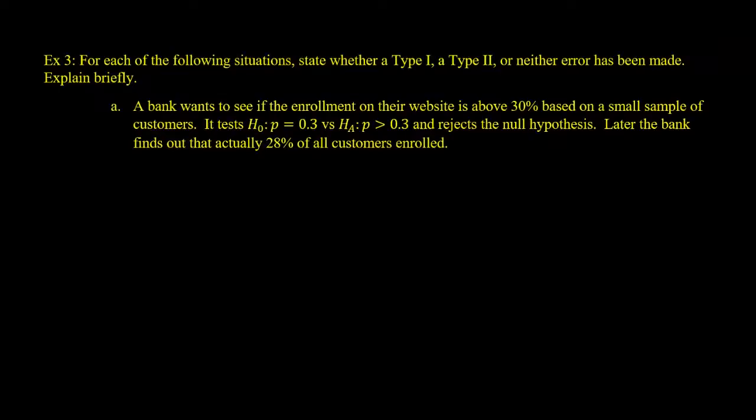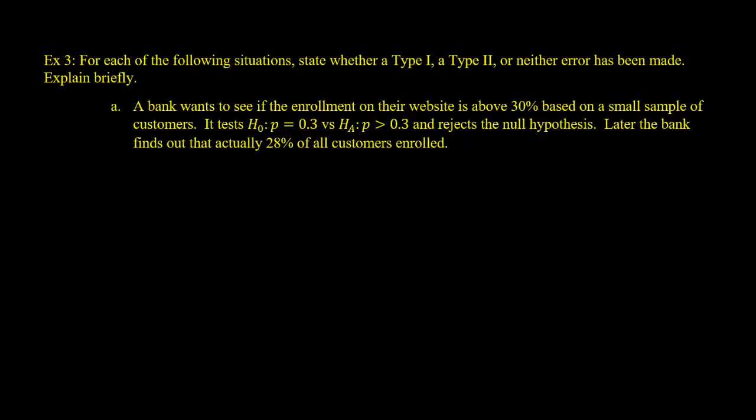Chapter 20, Example 3. For each of the following situations, state whether a type 1, a type 2, or neither error has been made. Explain briefly. A bank wants to see if the enrollment on their website is above 30% based on a small sample of customers. It tests H0: p equals 0.3, versus HA: p is greater than 0.3, and rejects the null hypothesis. Later, the bank finds out that actually 28% of all customers enrolled.